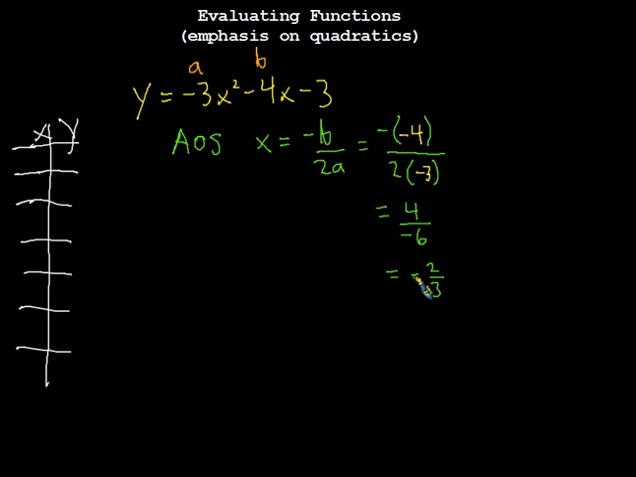out in front. I just want to remind you guys that -2/3, you can get that by doing either -2 over 3, or the negative out in front, or +2 over -3. All of these three things are equal to each other. Okay, so there's our axis of symmetry. So I'll go ahead and put that somewhere around the center, -2/3.